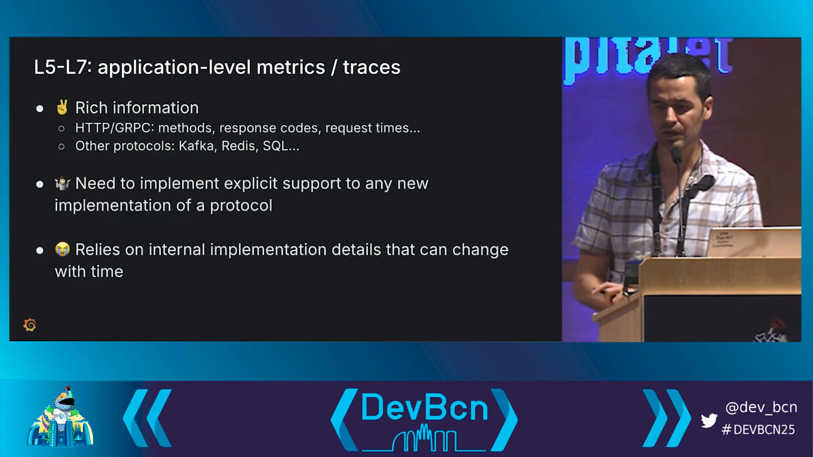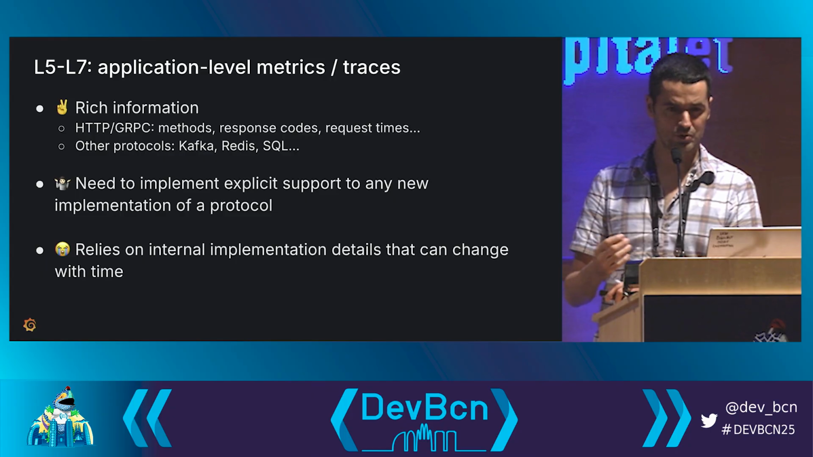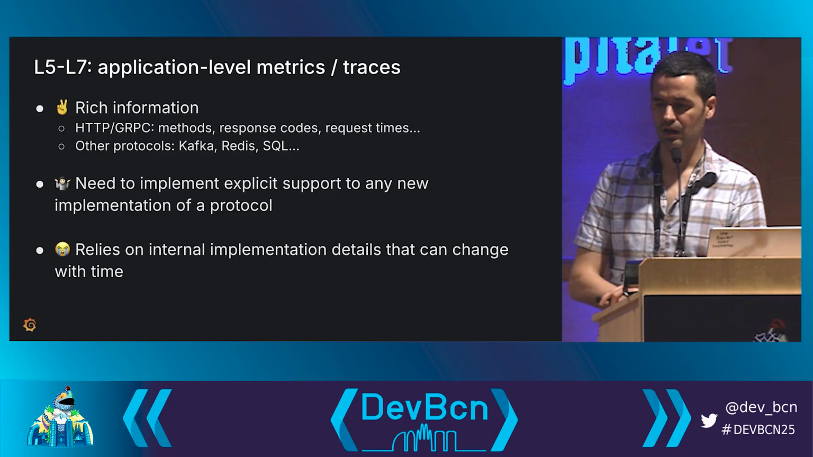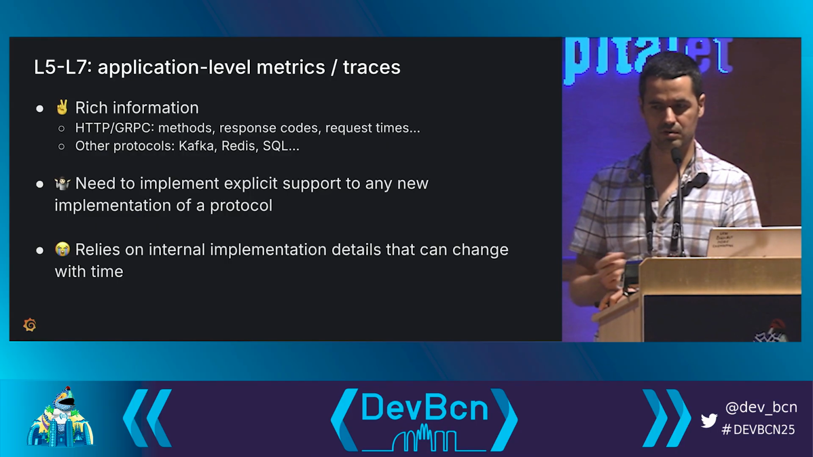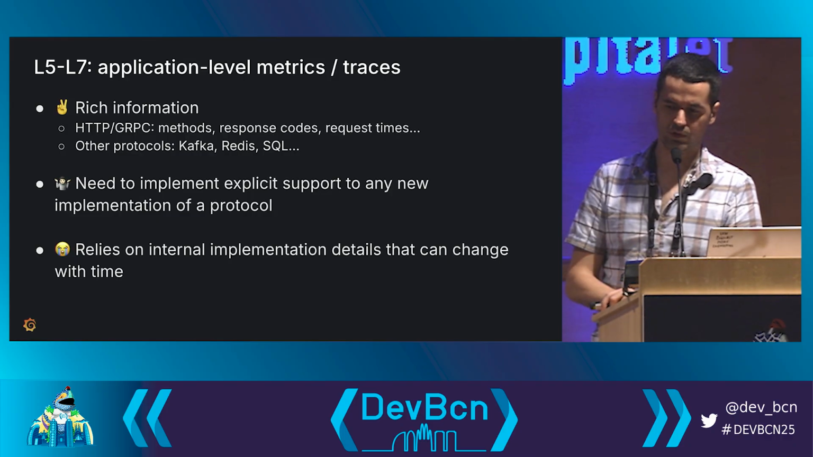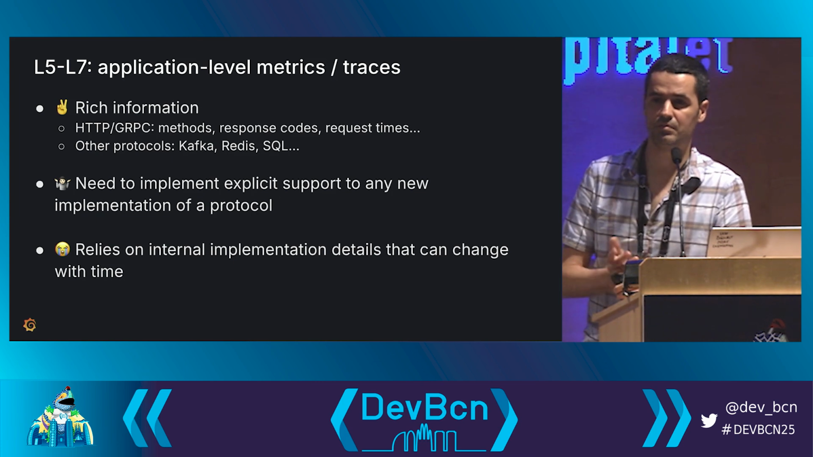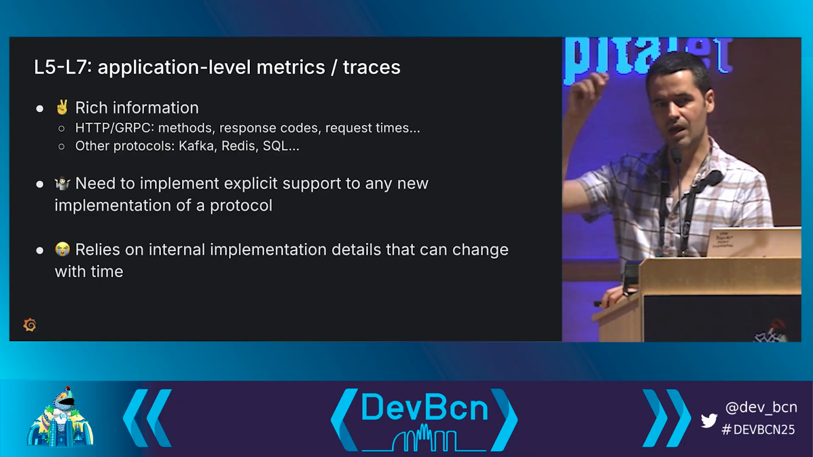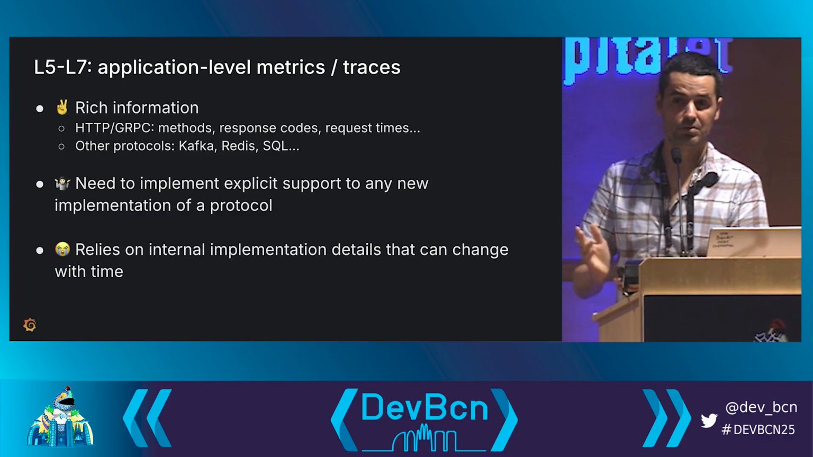And then we can also provide application-level metrics, which provide more information about your actual applications, not just your network connections. Like in HTTP or gRPC, you can know which methods are invoked, their response code, request times, and we support other protocols like Kafka, Redis, SQL. The problem is that sometimes some user comes saying, do you support this new asynchronous library from Go?